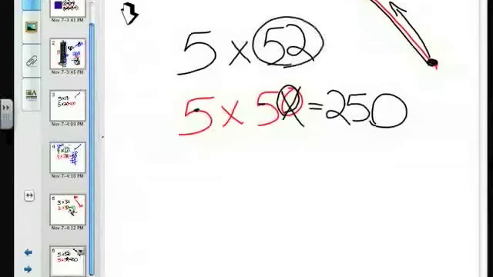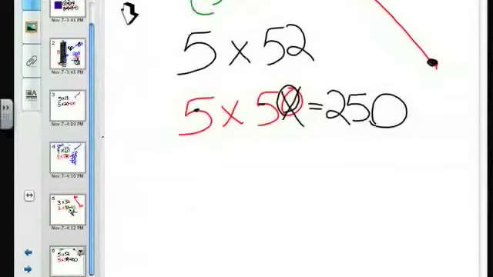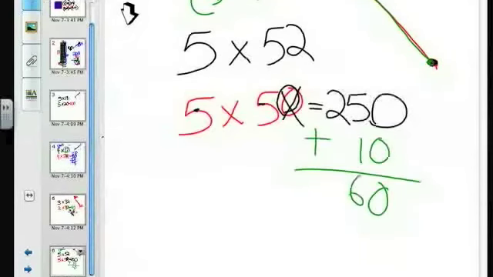So we see, how did I get from 52 down to 50? Well, I subtracted 2. So we did 5 times 2 to get down there. So 5 times 2 is 10. So since we're going from down here back up here, we need to add that back on to get back up top. So we drop 0, 5 plus 1 is 6, drop the 2, we get 260 for an answer.